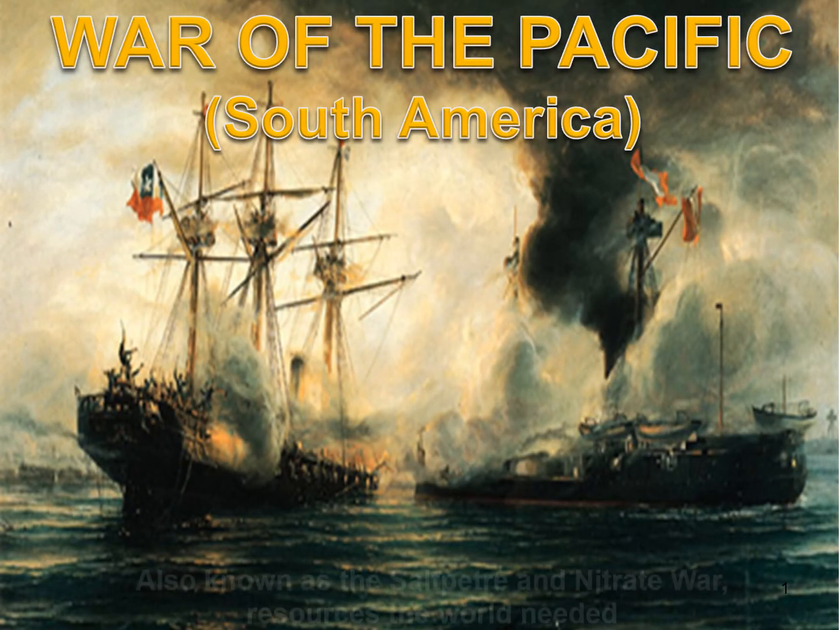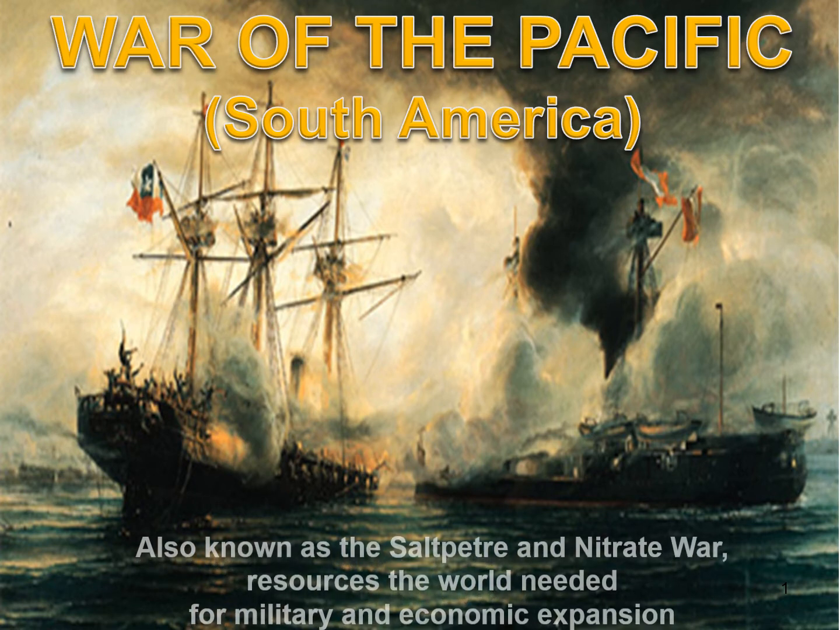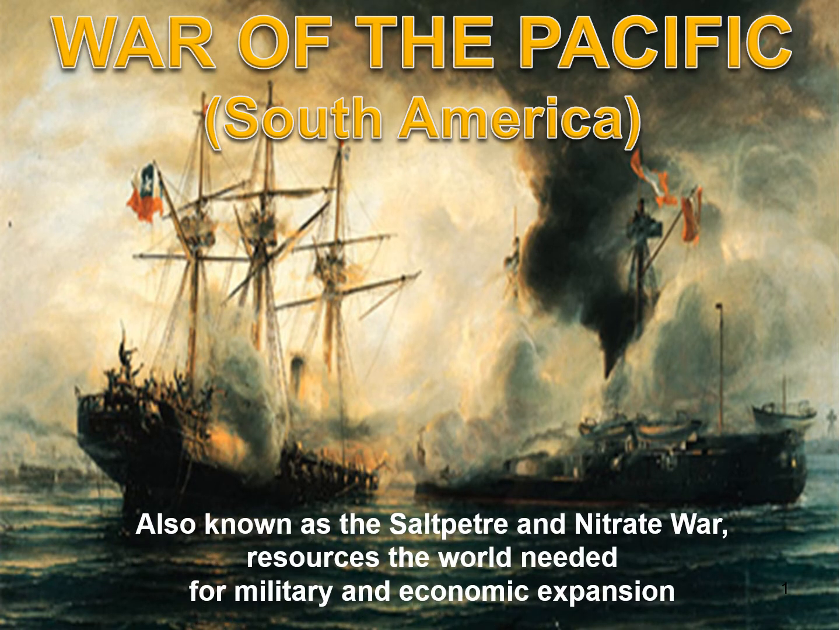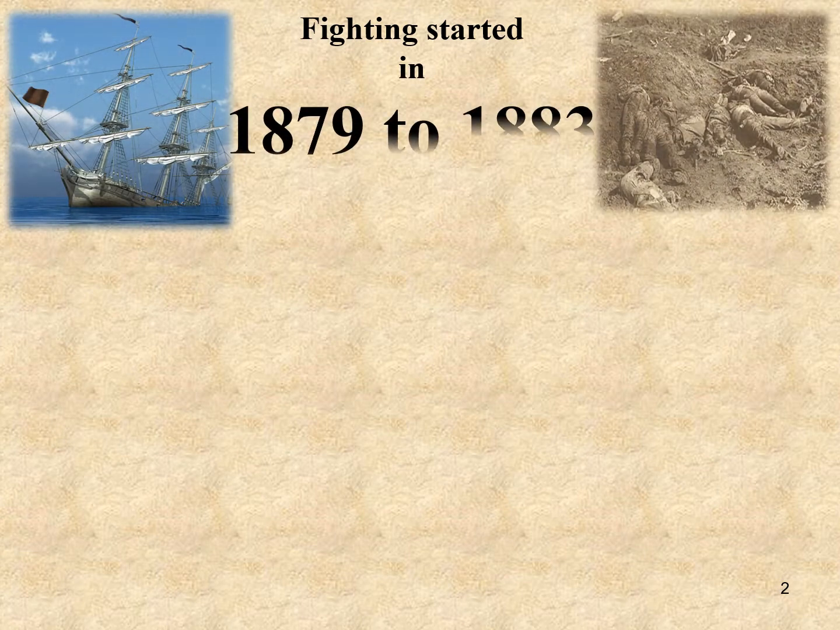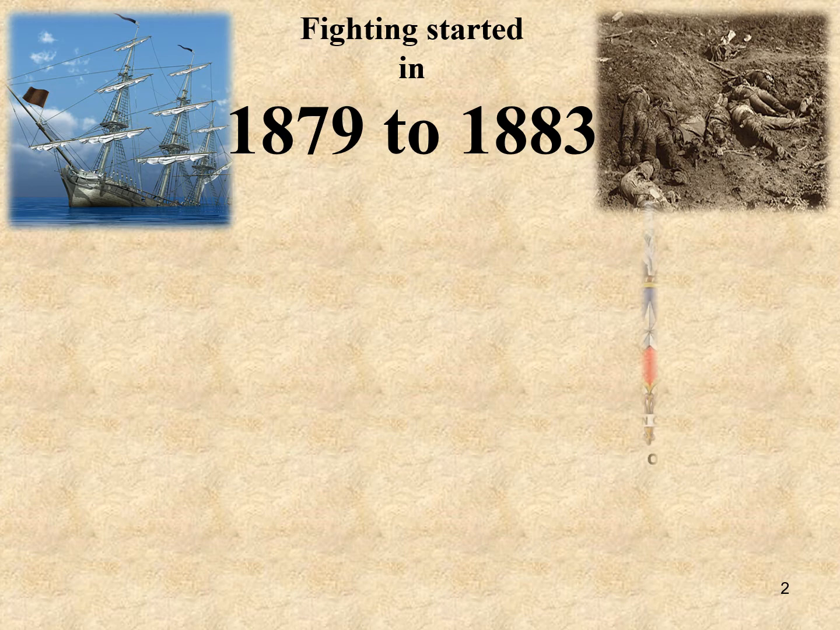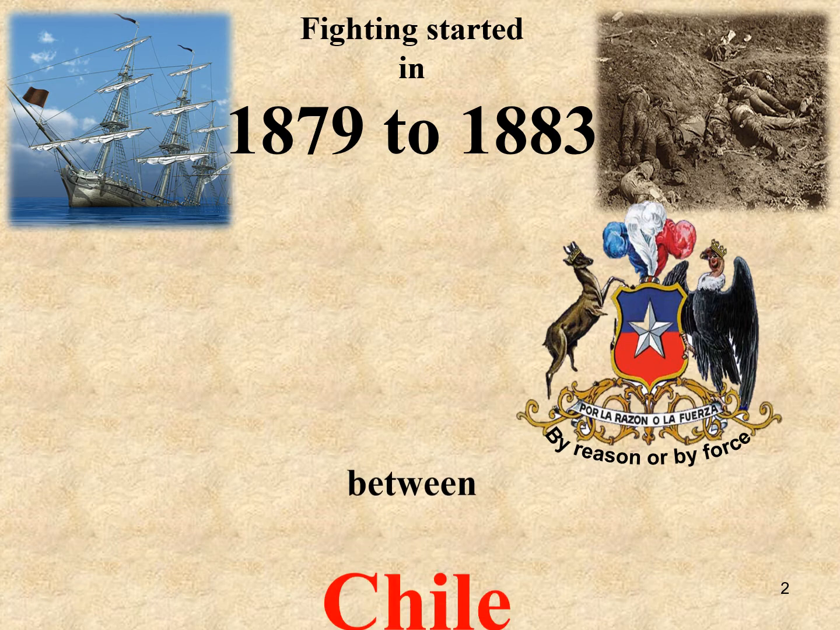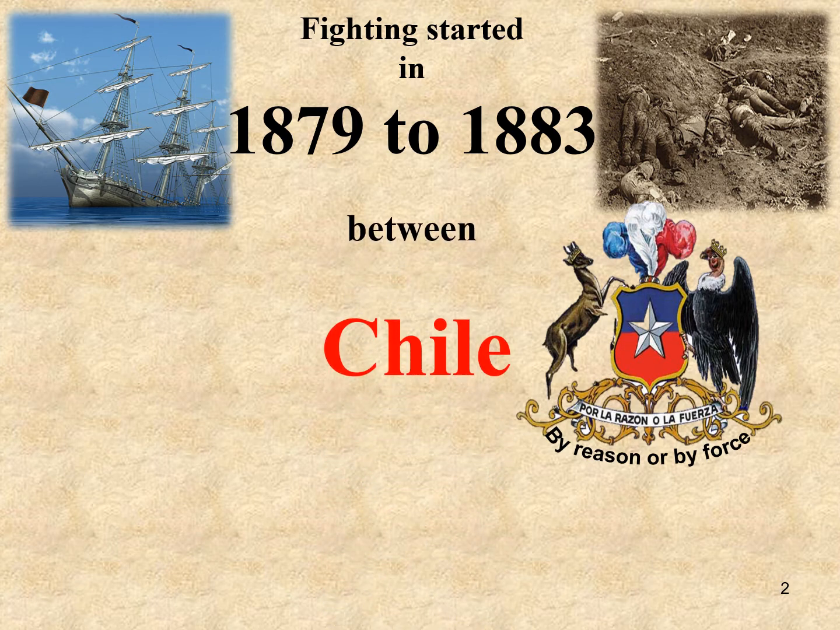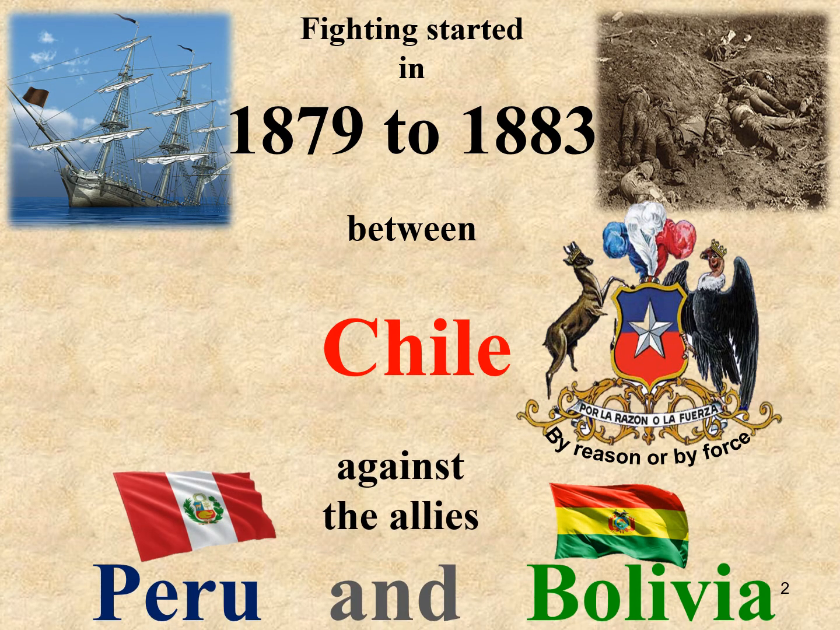This video will describe the War of the Pacific, also known as the Saltpeter and Nitrate War, which were resources the world needed for military and economic expansion. Fighting started in 1879 with a marine campaign and continued with a land invasion until 1883, and Chile seemed to adhere to its coat of arms motto, doing things by reason or by force, against the Allies Peru and Bolivia.